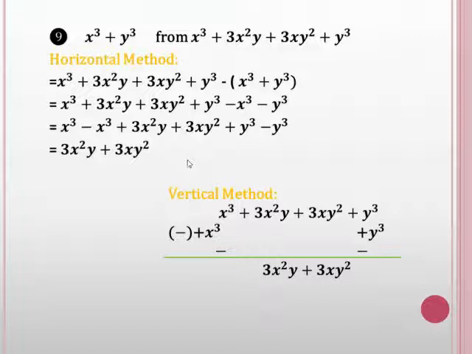Now the same question is solved in the vertical way. Here we solve this question in the vertical way: x cube plus 3x square y plus 3xy square plus y cube, and below it x cube plus y cube. We change the sign of them, so here we write the minus sign under both and these signs are changed. So plus y cube and minus y cube are cancelled, plus 3xy square is as it is, and plus 3x square y is as it is, and again the plus x cube and minus x cube are cancelled, so we get 0 there. So this is the final answer, 3x square y plus 3xy square.